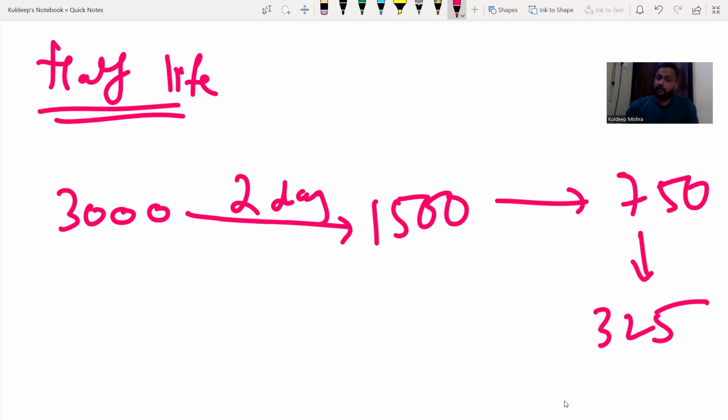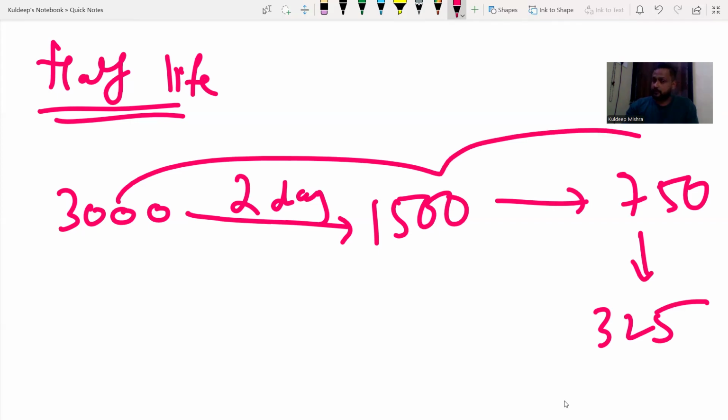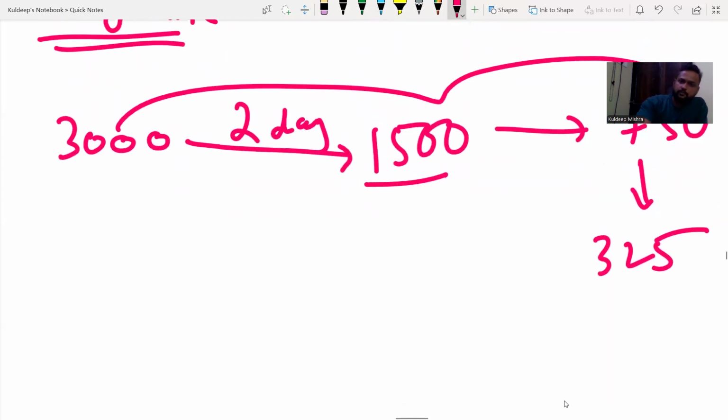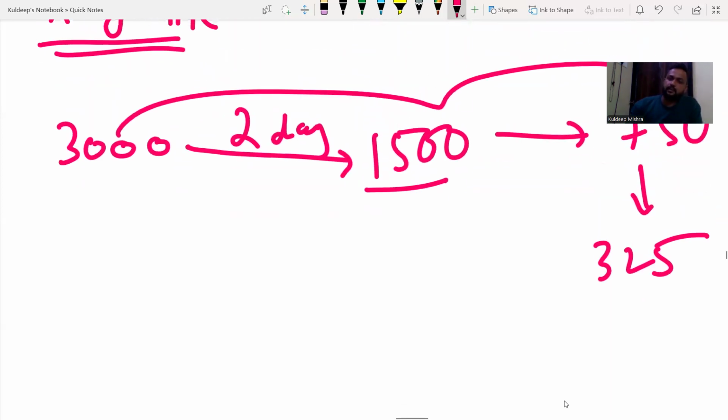It will not become 300 to 150 and then to 0. It will become half of this. Okay. This is known as half-life or half-life period. So that's easy. In how much time this is getting half.